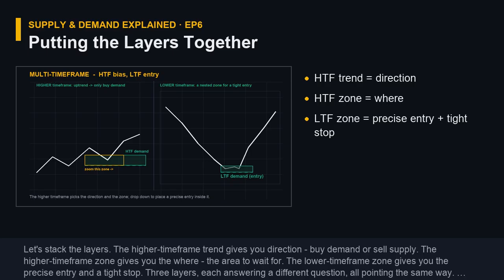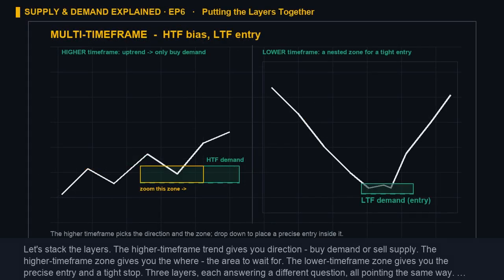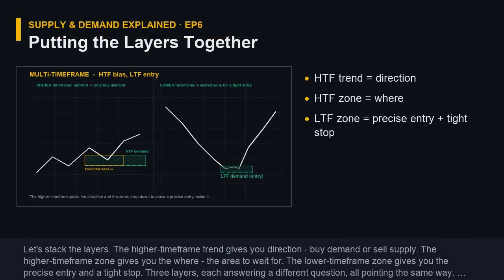Let's stack the layers. The higher time frame trend gives you direction: buy demand or sell supply. The higher time frame zone gives you the where, the area to wait for. The lower time frame zone gives you the precise entry and a tight stop. Three layers, each answering a different question, all pointing the same way. When they agree, you've got a real setup. When they conflict, you pass. That agreement is the whole point of top-down analysis.